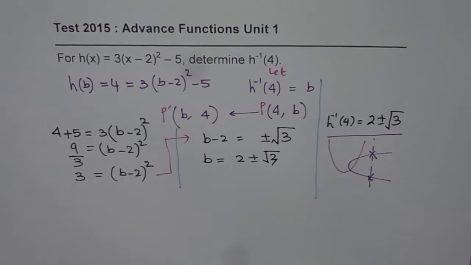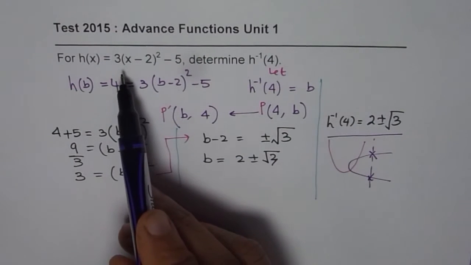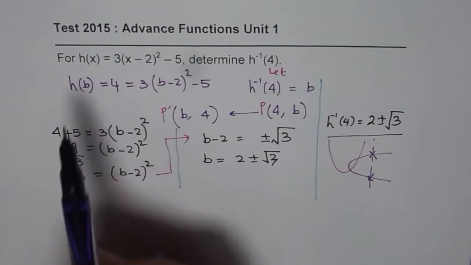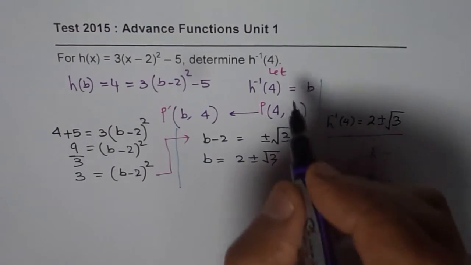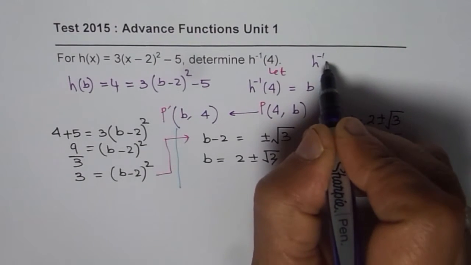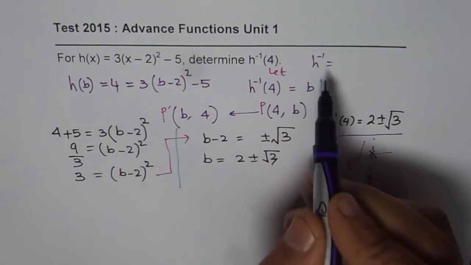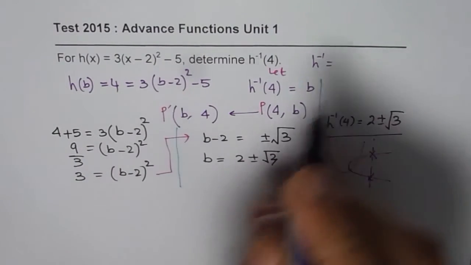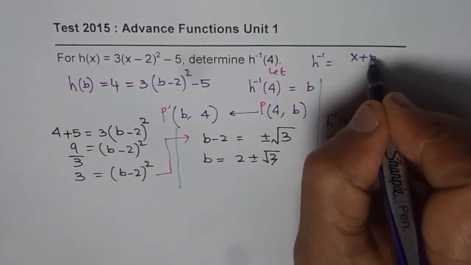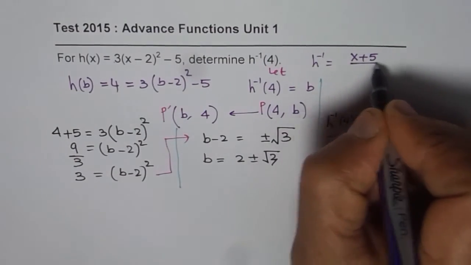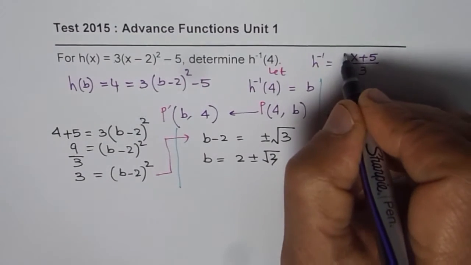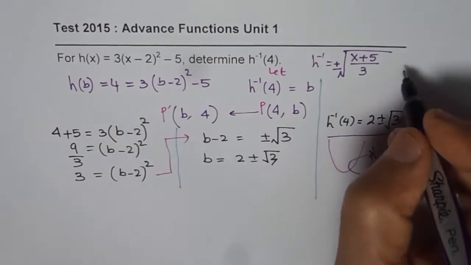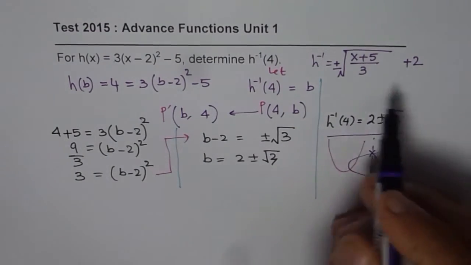If you do it the other way, you could have found the inverse function first. I can find the inverse function by reading in the reverse order, correct? So let me write down the inverse function. H inverse will be equal to, I'm not writing x here purposely. You have to reverse your operations. So you'll add 5, so you'll say x plus 5, divide by 3, that is next, and then you take the square root, and whenever you take the square root you have to write plus and minus, and then you add 2, so you write plus 2 here, correct? Now that is h inverse.